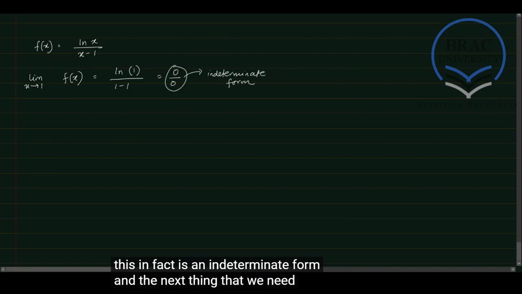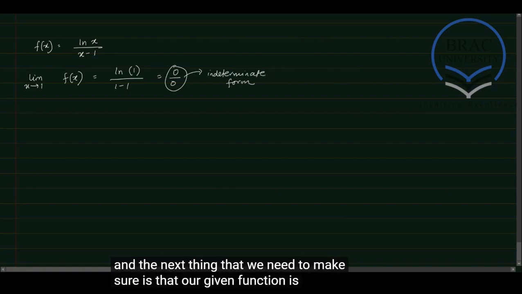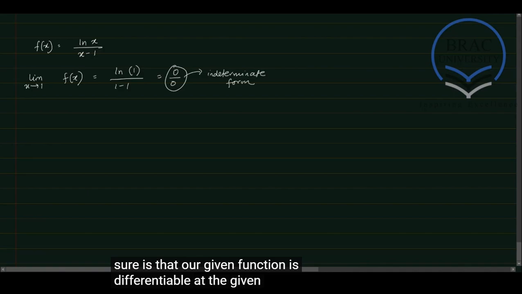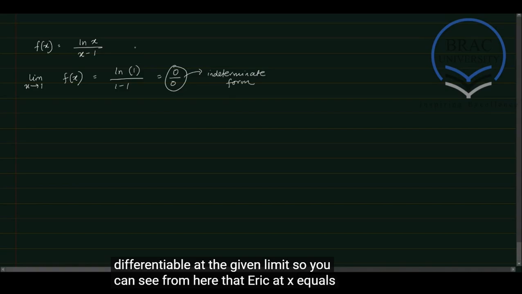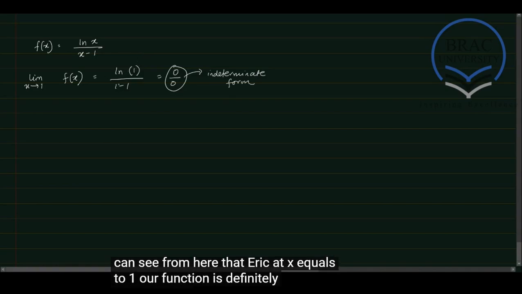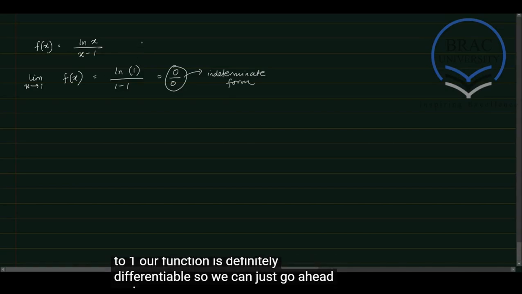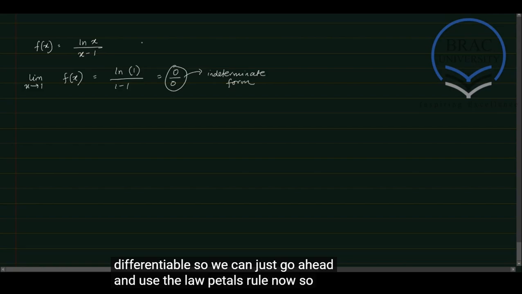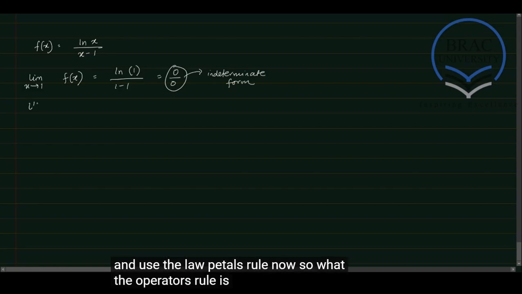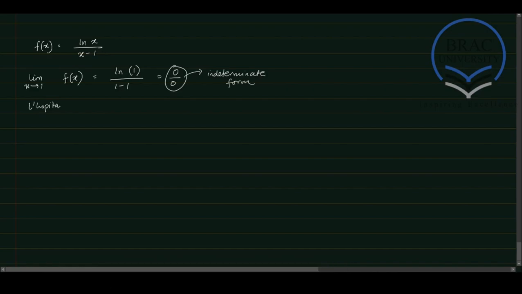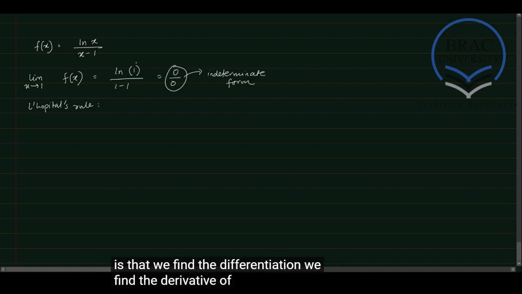The next thing we need to make sure of is that our given function is differentiable at the given limit. You can see from here that at x equals 1, our function is definitely differentiable. So we can go ahead and use L'Hopital's rule now. What L'Hopital's rule says is that we find the derivative of the numerator and the denominator separately.